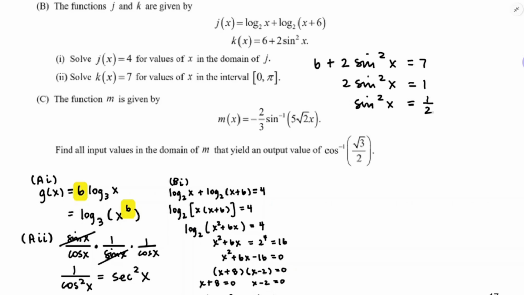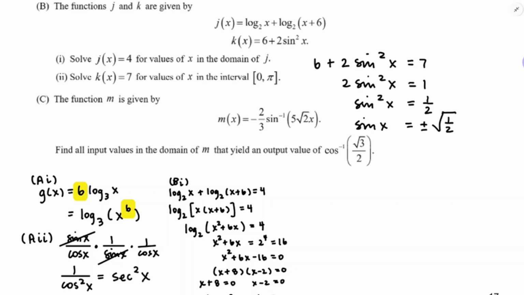Okay, now if I'm going to solve for x, I need to get sine x on its own. So I need to think of sine squared x as sine of x squared. And then I'm going to take the square root of both sides, and I'll get sine x equals plus or minus the square root of a half.